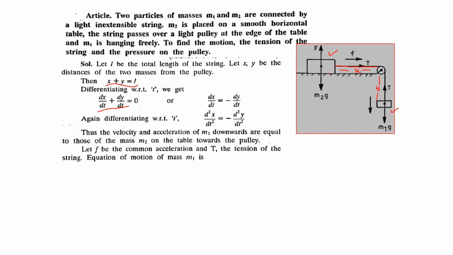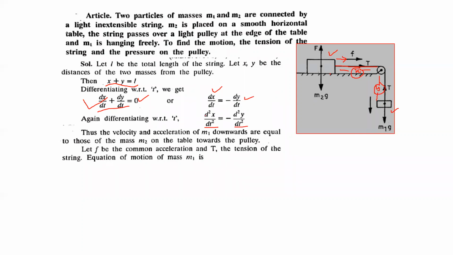By differentiating, dx by dt plus dy by dt equal to 0. The length is constant, but these distances are not constant. They will change according to time, because as the particle moves ahead, x will reduce and y will increase. So their derivatives will exist: dx by dt plus dy by dt. But L is a constant quantity, so the derivative of L will be 0. Hence we have dx by dt equal to minus dy by dt. Again differentiating, we have this.